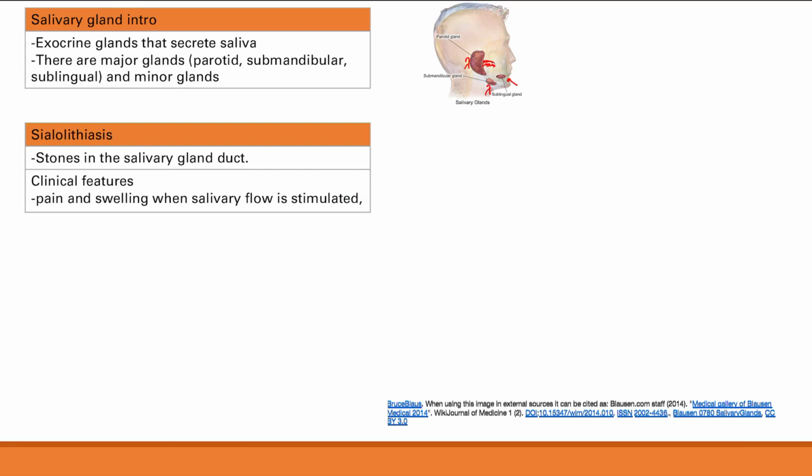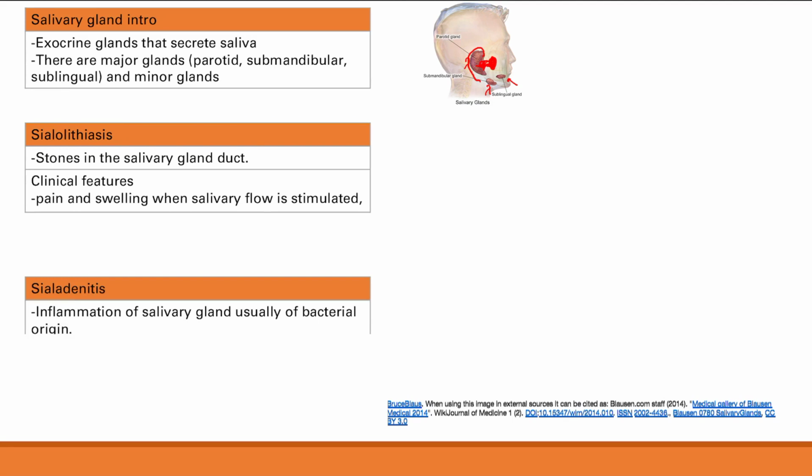Because when you stimulate salivary flow, let's say there's a stone here obstructing that duct, right? You increase salivary flow, but it can't leave the duct because it's obstructed. So now you're going to increase pressure in the obstructed duct, and that's why you get pain and swelling. So that's sialolithiasis. Next is sialoadenitis.